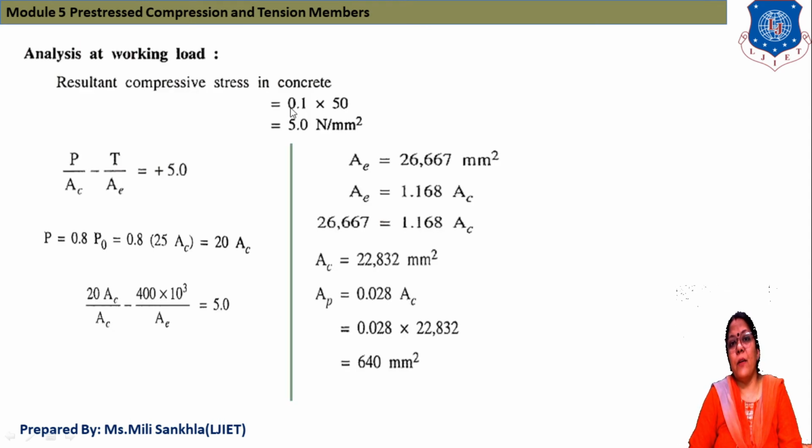Now next, in this second case, working analysis at working load, that means service condition, the resultant compressive stress in concrete is equal to 0.1, and our cube strength of concrete is given as 50. So 5 Newton per mm square. Now P by AC minus T by AE is equal to 5. P is our effective pre-stress and it depends upon the initial pre-stress. Here the loss ratio is given as 80%, so 0.8 into the initial pre-stressing force, 0.8 into 25 AC.